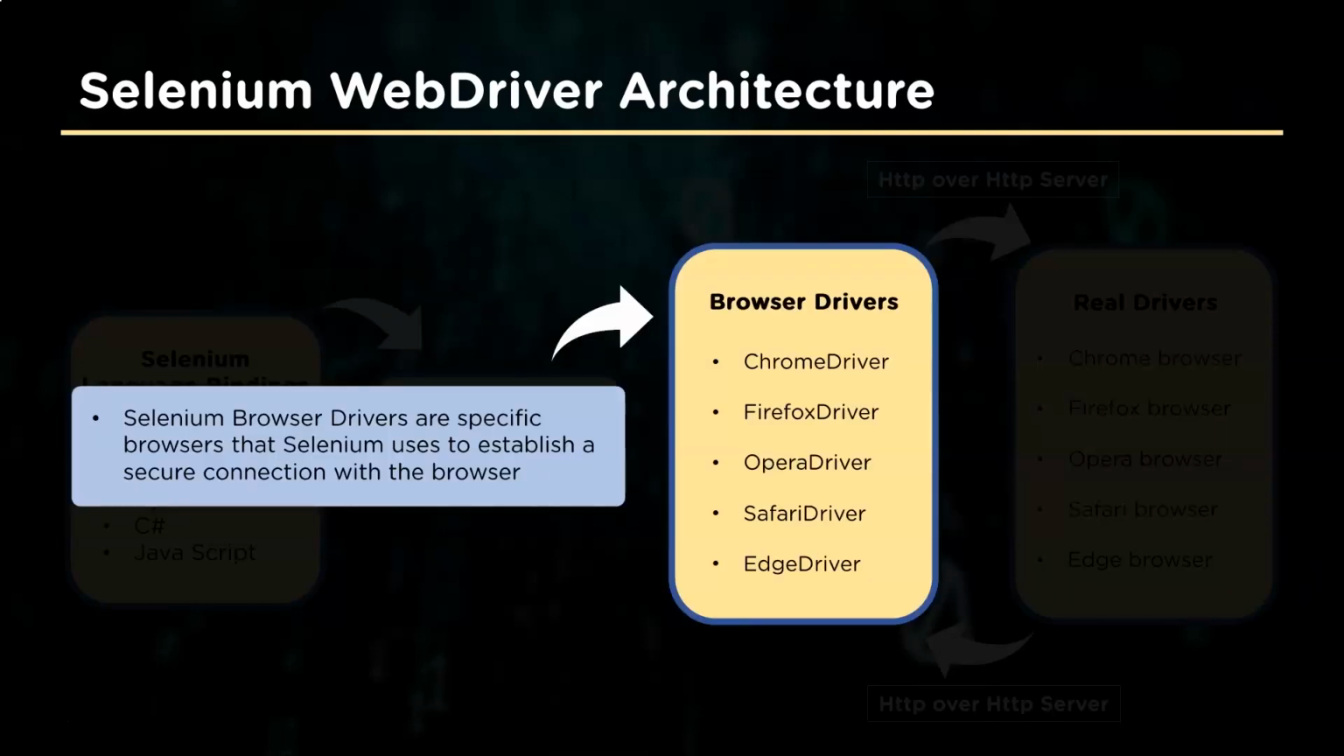Now these Selenium browser drivers are specific to browsers, because the JSON wire protocol is going to connect to the specific browser drivers so that the communication can happen. These drivers are used to interact with the exact browser, because they are not the browser itself. If you want to interact with Chrome, then you definitely have to use the Chrome driver. If you want to use Firefox, then you have to use the Firefox driver.